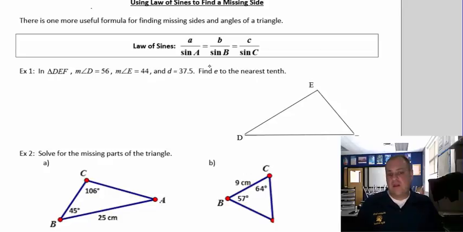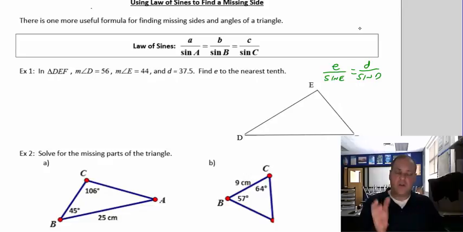So here in example 1, instead of A, B, and C, it's E, D, and F. So it would be e over sine E, sine capital E, equals d over sine D equals f over sine F. And you would just use two at a time. You don't need to have three equalities. You could just set up a proportion, like ratio equals ratio. You'll kind of see how it works here.